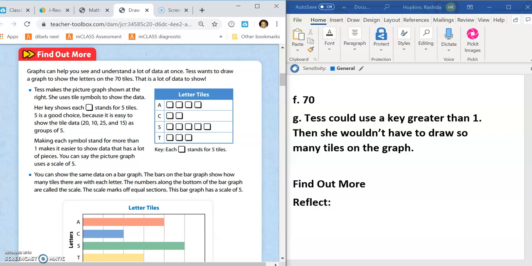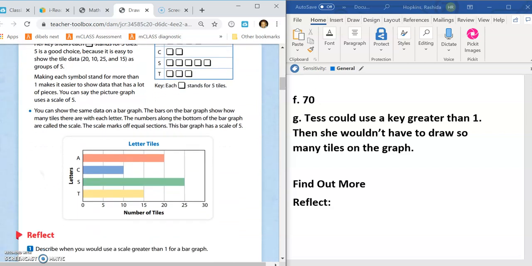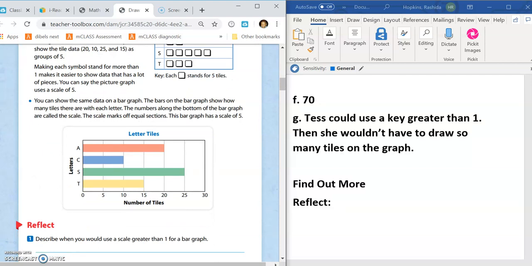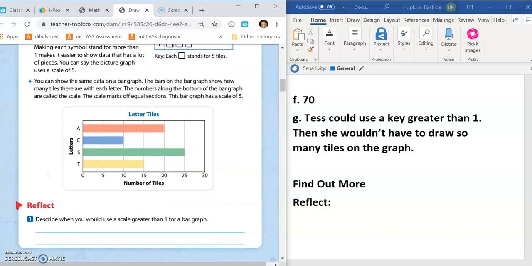And you can say the picture graph uses a scale of 5. Look down there underneath the graph and see where the scale key says each square stands for 5 tiles. You can show the same data on a bar graph. The bars on the bar graph show how many tiles there are with each letter. The numbers along the bottom of the graph are called the scale. The scale marks off equal sections, and this bar graph has a scale of 5.